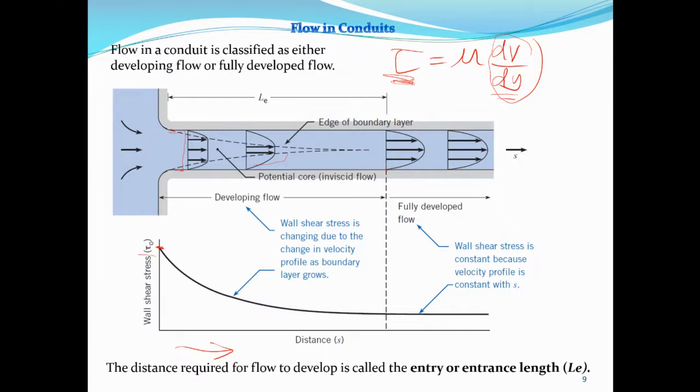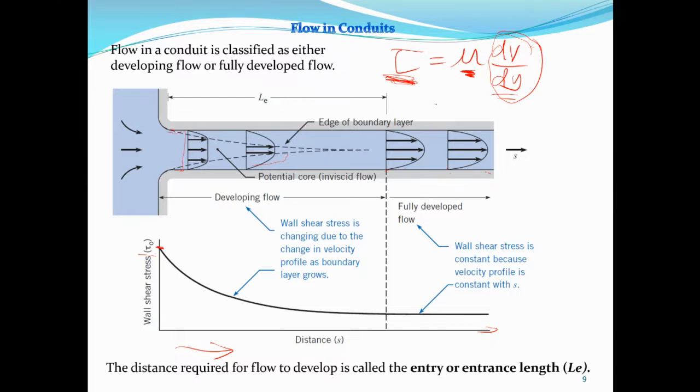That's when the velocity profile is not changing with time and distance. When it is fully developed, you have the same velocity profile at subsequent sections, so the velocity profile remains constant. The viscosity of the fluid is constant, hence the shear stress will also remain constant in the direction of flow. And that is when the flow is fully developed.